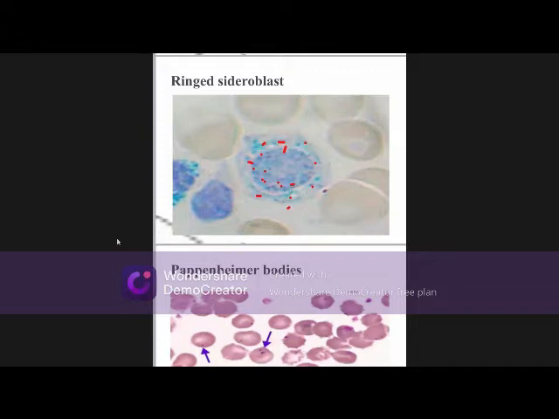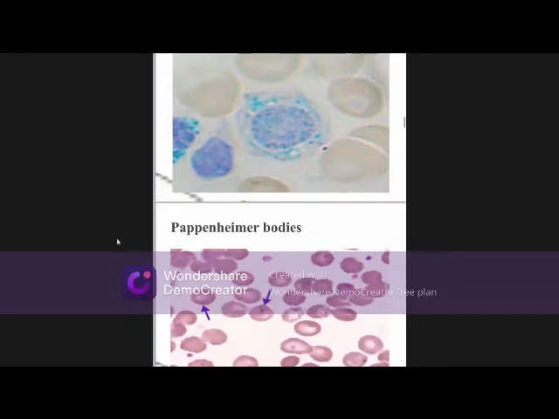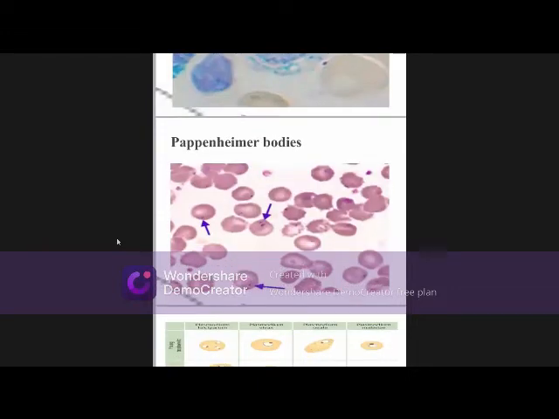Okay? The next step is Pappenheimer bodies. Yan, usually, these are accumulation of ribosomes, accumulation of mitochondria, and even accumulation of some forms of iron. A little bit of iron fragments, which tends to accumulate at the periphery of your cell.